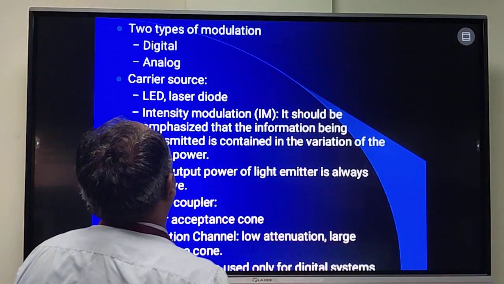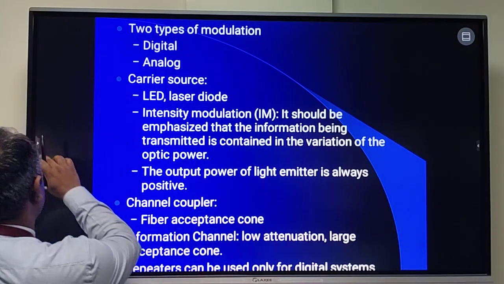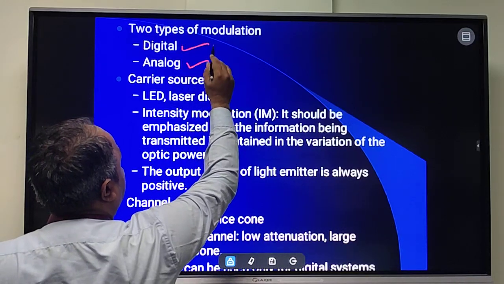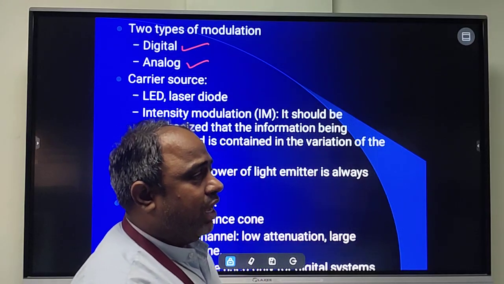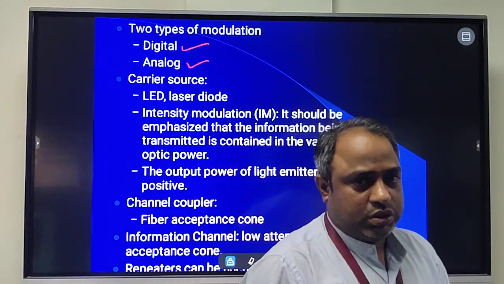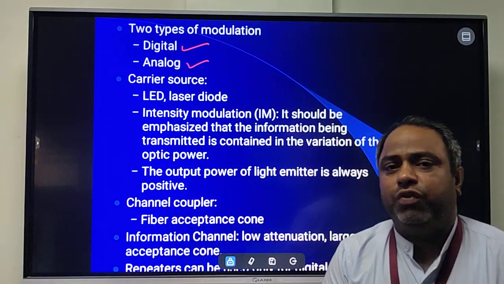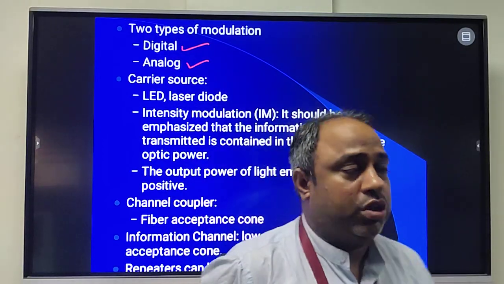Now we go to the next part: the two types of modulation. One is digital, the second is analog. What is the meaning of modulation? Modulation means you can enhance your signal with some other signal source effectively, perfectly and efficiently, without losing any information.